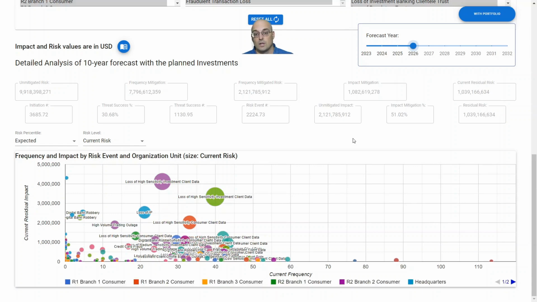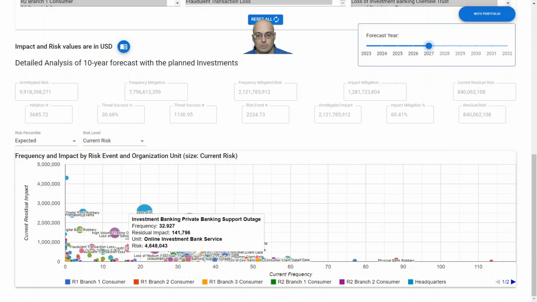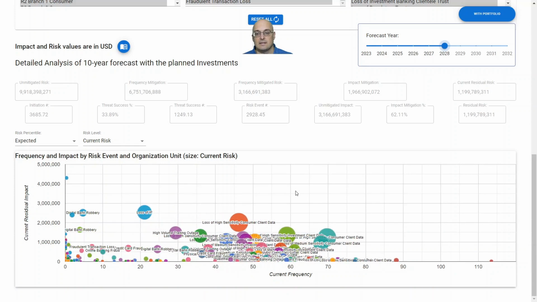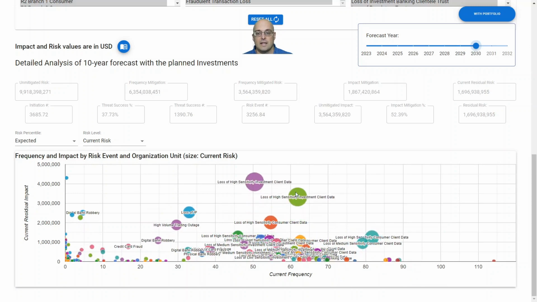And the third one, it seems, is a reactive investment, which basically decreases the impact side of multiple of the risk events. And then some of the proactives are running out of useful life, and then we get back to the original point or original risk exposure.